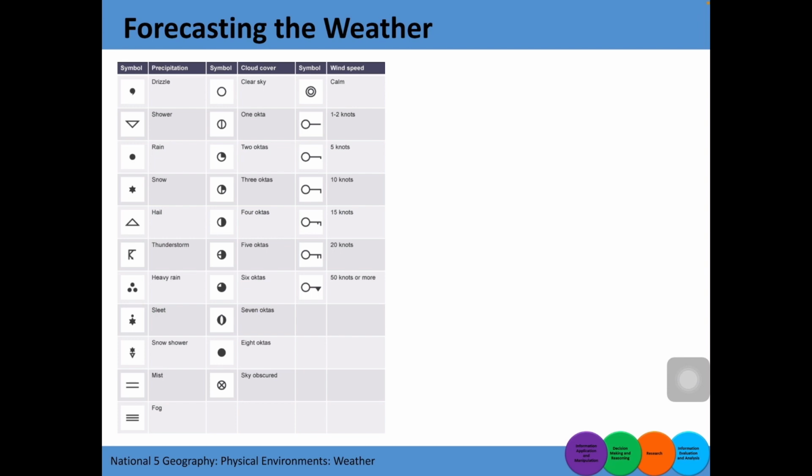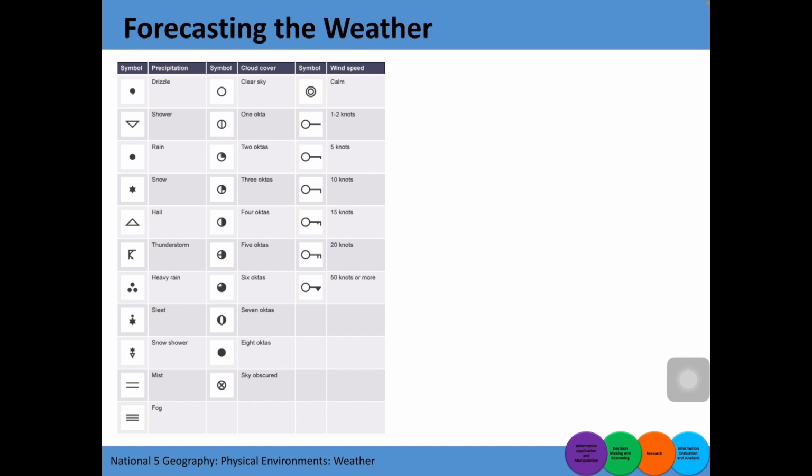This strange looking shape is a thunderstorm. 3 dots, heavy rain. A dot and a star is essentially rain and snow, which is sleet. Your snow shower there is the snow symbol and your shower, your upside down triangle, so you can combine them together to show what a snow shower would look like. 2 lines is going to be mist, and 3 lines is going to be fog.